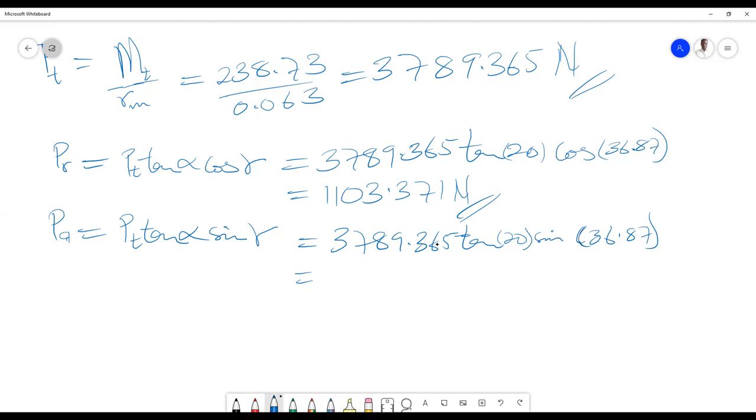Okay. 827. 827.53, also in Newtons. Okay, now that we have all the forces, what is left is to draw the free body diagram. So these are the forces we are looking for.